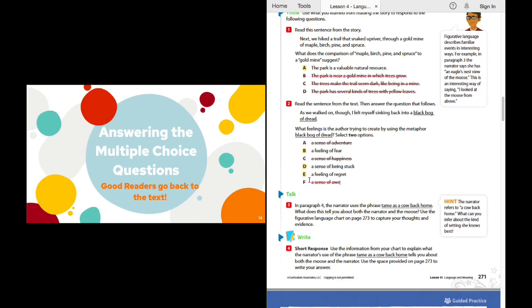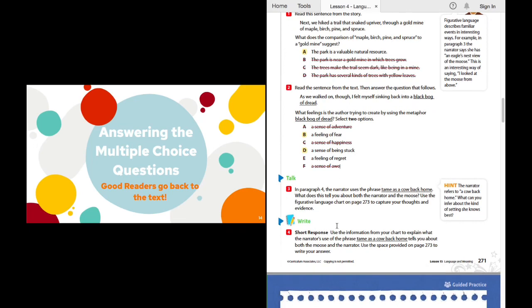So let's take a look at the answers we have. We're only allowed to pick 2. Among these 3, fear, being stuck, and regret, regret is the least strong, so I'm actually going to undo that. And the best answer choices are a feeling of fear and being stuck. Okay, those are the best ones. Okay, we're going to take a look.